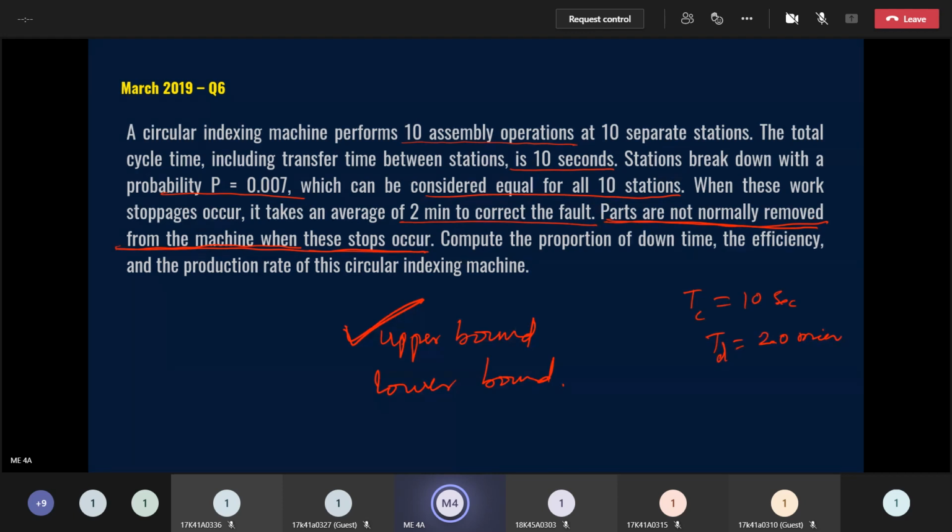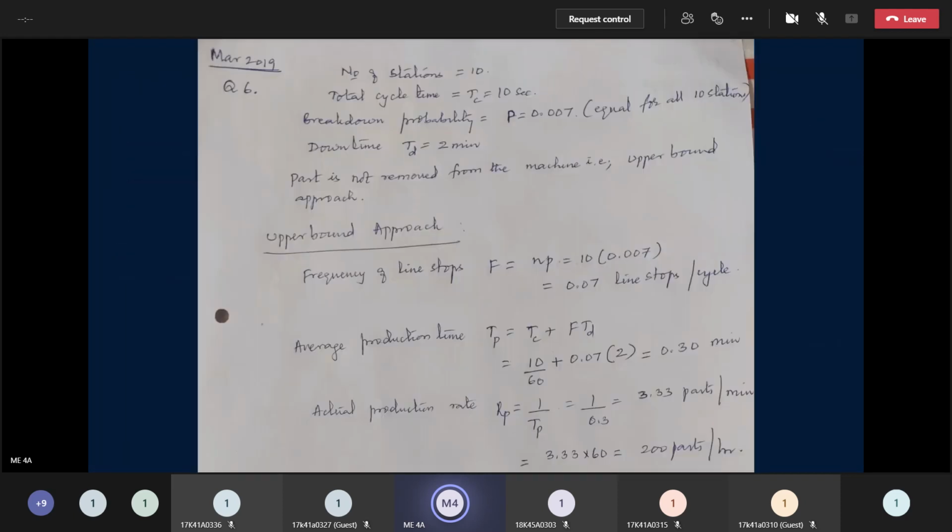Now he's asking, compute the proportion of downtime, efficiency, and production rate of the machine. So let us recall. Once you refer to the notes, everything you can recollect. However, I am showing here. What is the data given? Number of stations, 10. What is the total cycle time? 10 seconds. Breakdown probability, he has given P as 0.007 and he says it is equal for all 10 stations.